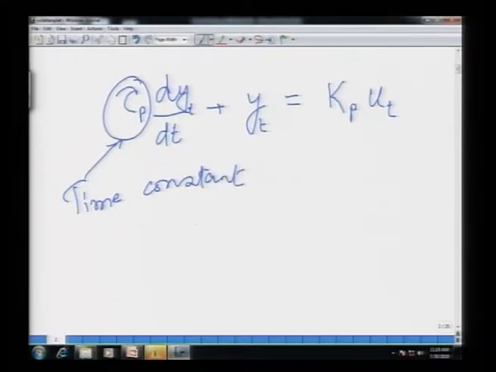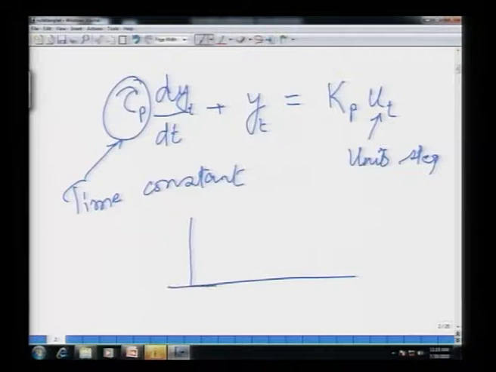Now, if you give a step, if u(t) is a unit step, if u(t) changes as a step, it goes from 0 to 1, 0 corresponding to the rest state of the system, 1 corresponding to a unit change, then the output of this differential equation y would change like this.